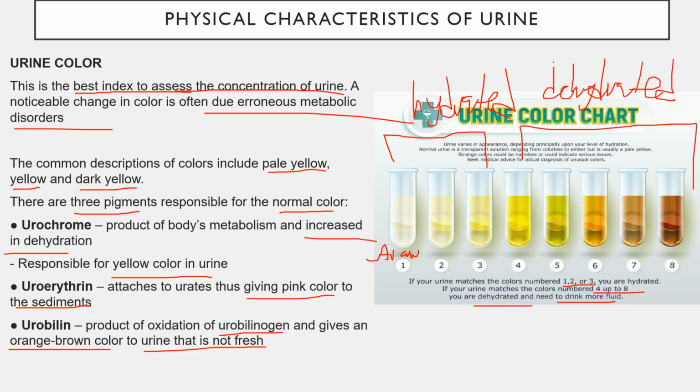And remember, class, when you are dehydrated, you have less fluids. And if you have lesser fluids, what happens is that your urine will become more concentrated. There are more solutes present, more sediments. That's why, class, if you have a darker urine color, most likely you have more sediments in your urine due to a possible dehydration.